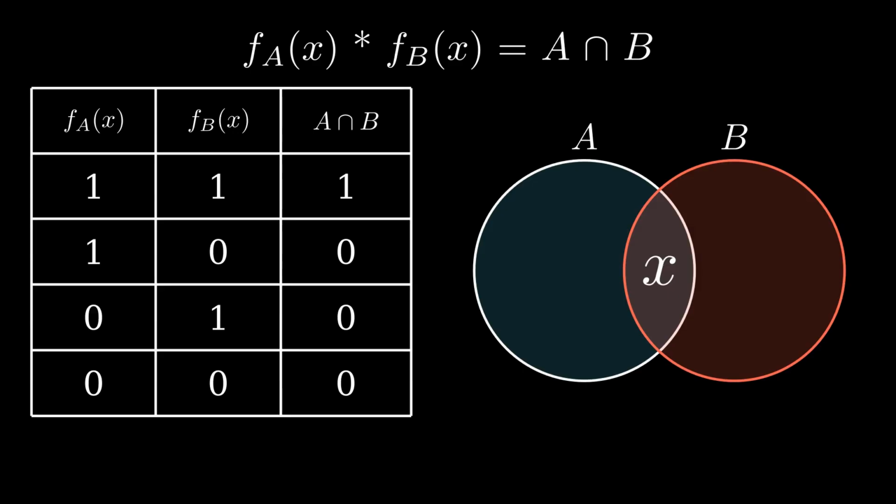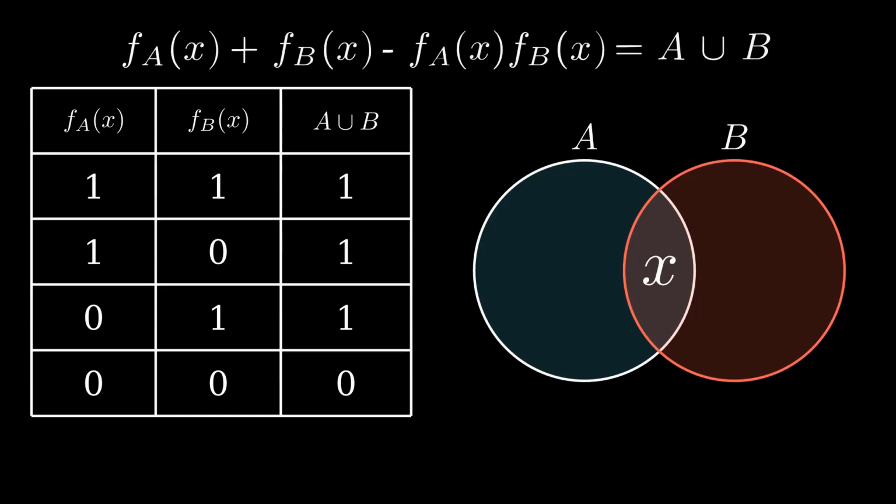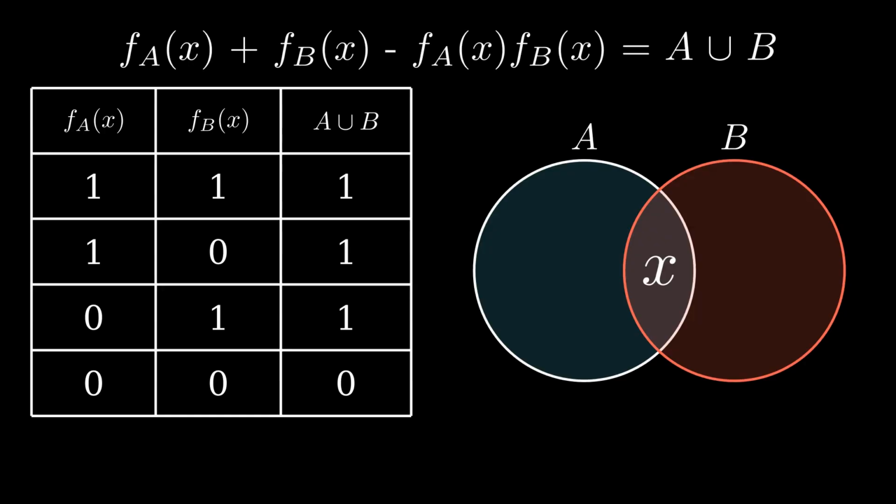We can now calculate unions using the same chart, but we need addition as well as multiplication. We can use the formula f_A(x) + f_B(x) - f_A(x) times f_B(x). If x is only in A, then the first part of the formula goes to 1 and the rest becomes 0, giving us a total of 1. So we know x is in A union B.